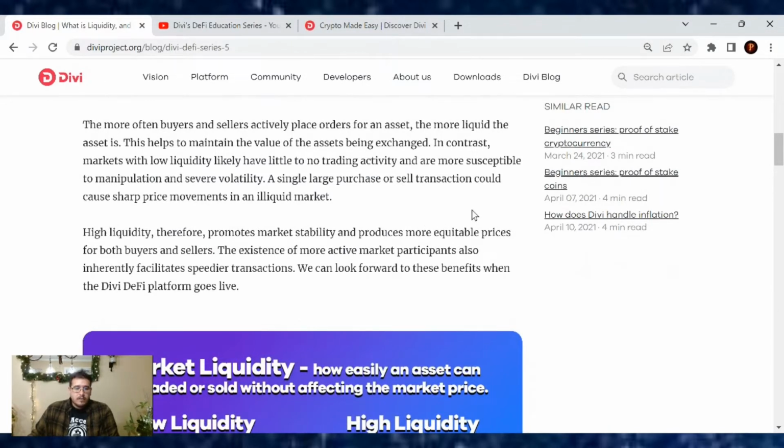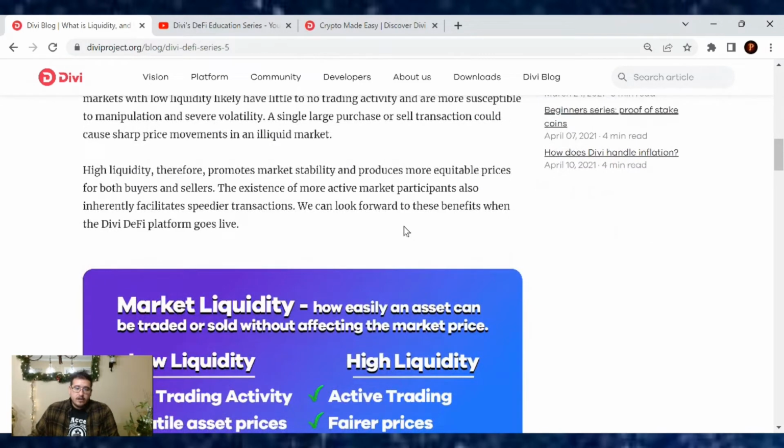In contrast, though, the markets with low liquidity likely have little to no trading activity and are more susceptible to manipulation and severe volatility. Now, a single large purchase or sale of a transaction could cause sharp price movements in an illiquid market. Now, high liquidity, therefore, promotes market stability and produces more equitable prices for both buyers and sellers. The existence of more active market participants also inherently facilitates speedier transactions. We can look forward to these benefits when the Divi DeFi platform goes live.